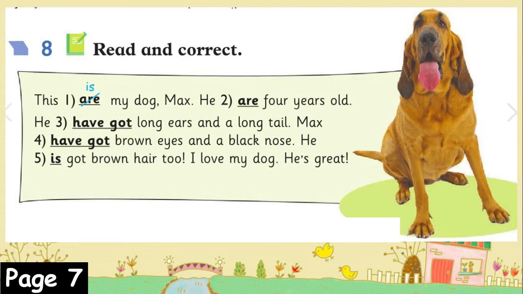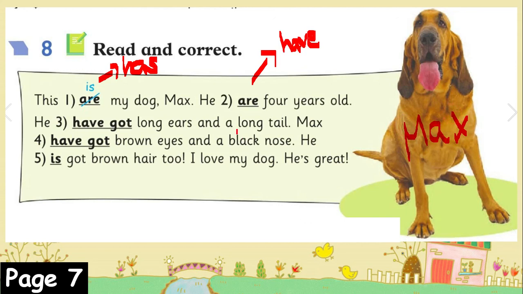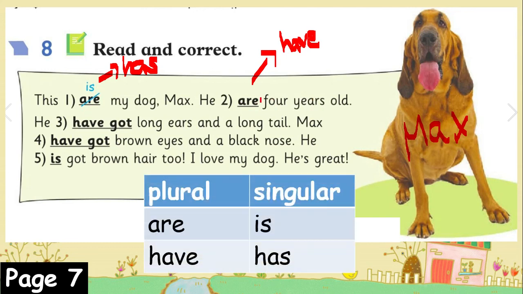Next, read and correct. Let's take a look at first your is and are. Is is for singular, has too. Are is for have, plural. So you're going to change are to is. So this is my dog Max. And he blank 4 years, or he are 4 years old, so you're going to erase that one and change the answer.